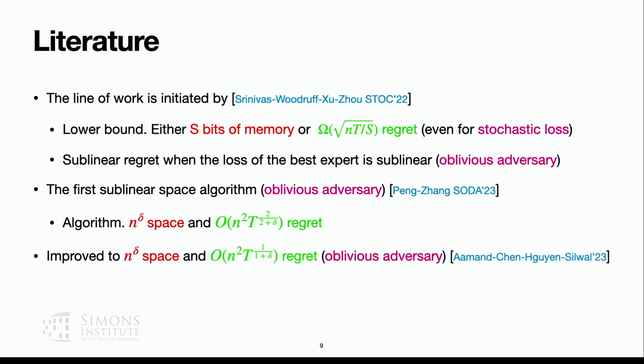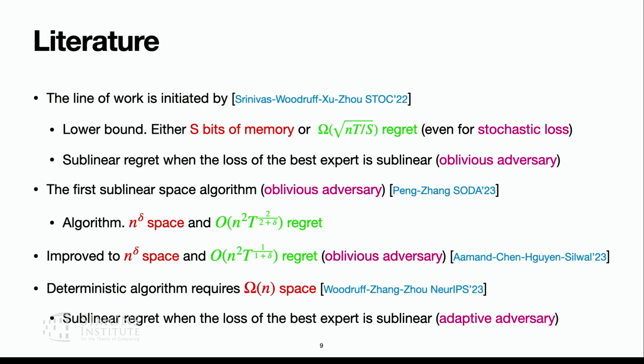The algorithm was later improved by Peng, Chen, and Sibyl. They improved the algorithm such that it uses n to the delta space, and the regret is n squared times T to the 1 over 1 plus delta. Again, if you have square root n space, this means you can obtain n squared times T to the 2/3 regret. Again, this holds for an oblivious adversary, and there's still some gap between the lower and upper bound, because for both algorithms, if you only have polylog space, the regret is almost linear, right?